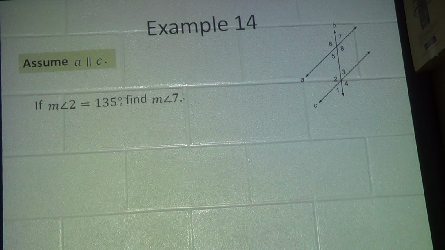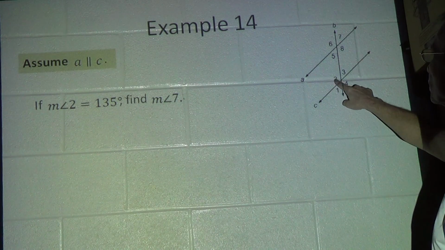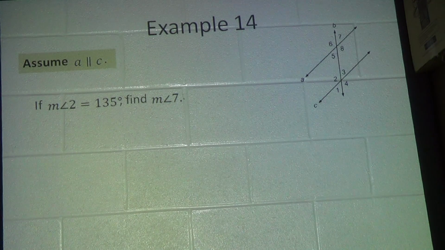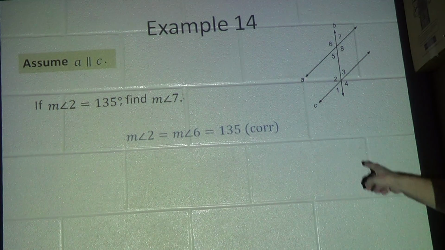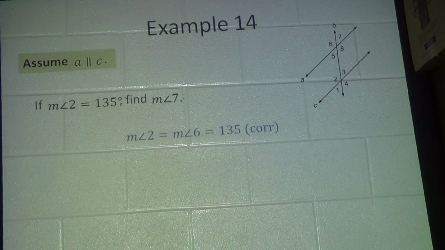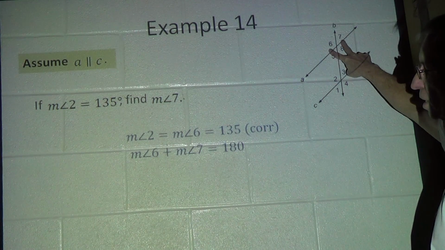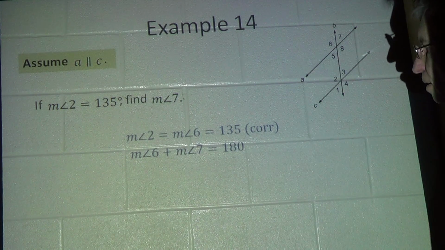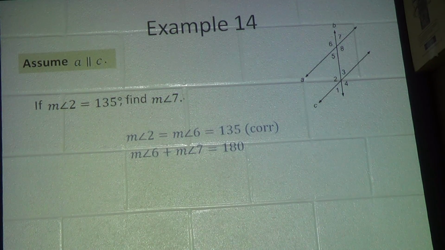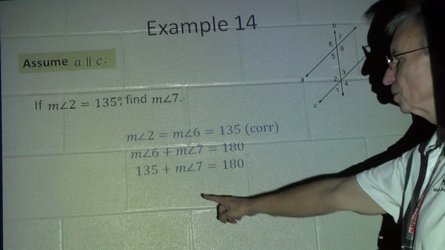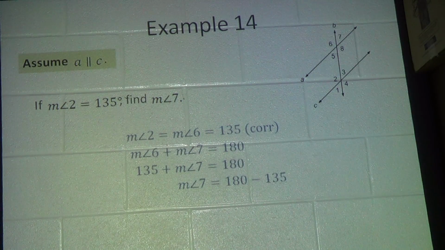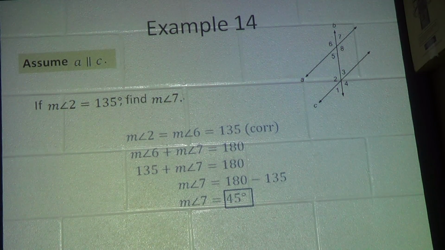Example 14 says that the measure of angle 2 is 135. They want us to find the measure of angle 7. Okay, so this one's going to take a little bit more work. Angle 2 is equal to angle 6 because they are corresponding angles. So we know that angle 6 is 135 degrees. We also know that 6 and 7 are adjacent angles at an intersection, so that means that they come up to 180 degrees. So we substitute the 135 in for angle 6, subtract the 135 from both sides, which gives us that the measure of angle 7 is 45 degrees.